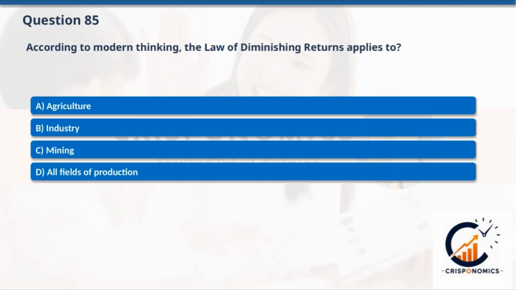Let's talk about where the law of diminishing returns applies. This idea shows up across different fields: agriculture, industry, mining, and all kinds of production. It's about how adding more of one input eventually leads to smaller gains. So, whether you're farming, running a factory, or extracting resources, this law helps explain why you can't just keep increasing effort and expect the same boost every time. It's a fundamental concept in understanding efficiency and productivity.